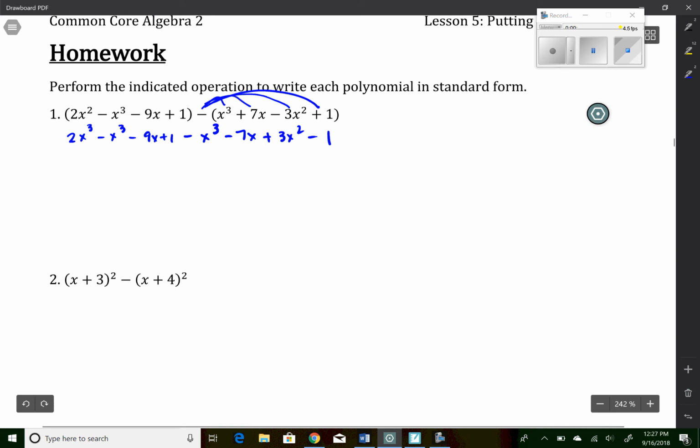Remember, when I'm writing my polynomial answer, I want to put it in standard form, which means put it with the largest exponent first. So negative x cubed, the negative x cubed is negative 2x cubed. We have 2x squared and 3x squared, which makes 5x squared. I have negative 9x and negative 7x, which makes negative 16x. 1 and negative 1, which makes nothing. So this would be a cubic polynomial.